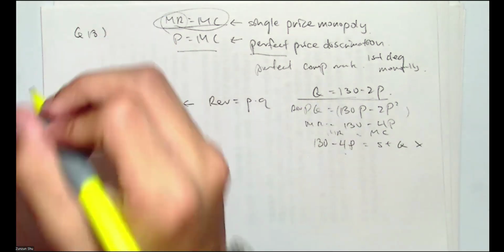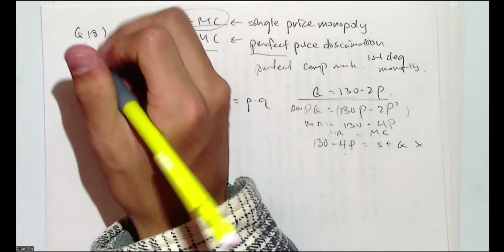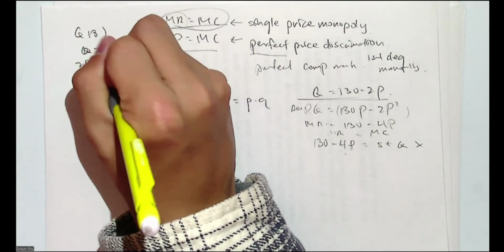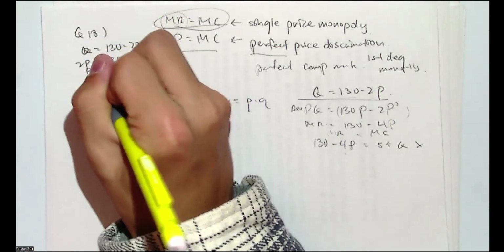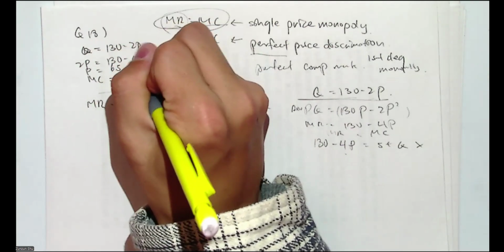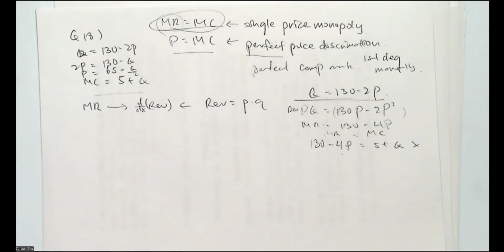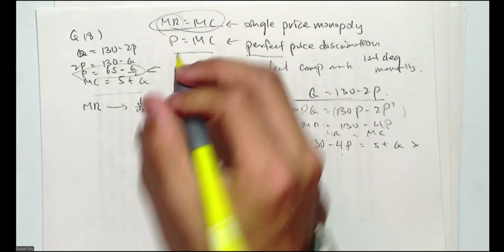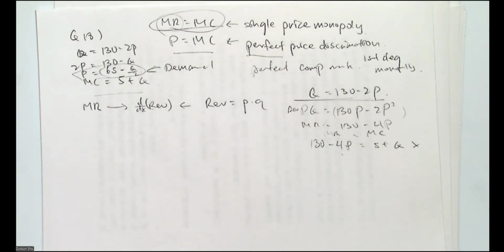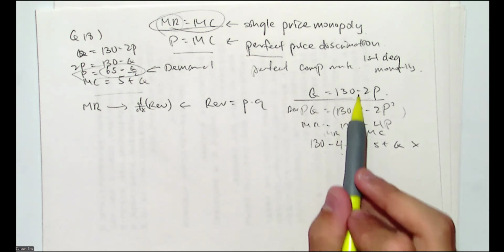All right, we flip it. Q is equal to 130 minus 2P. 2P equals 130 minus Q. P is equal to 130 over 2, so 65 minus Q over 2. Now there we go. This one we get is a demand curve, okay? Just P equals 65 minus Q over 2. That's the ideal way to express the demand curve instead of something like this.